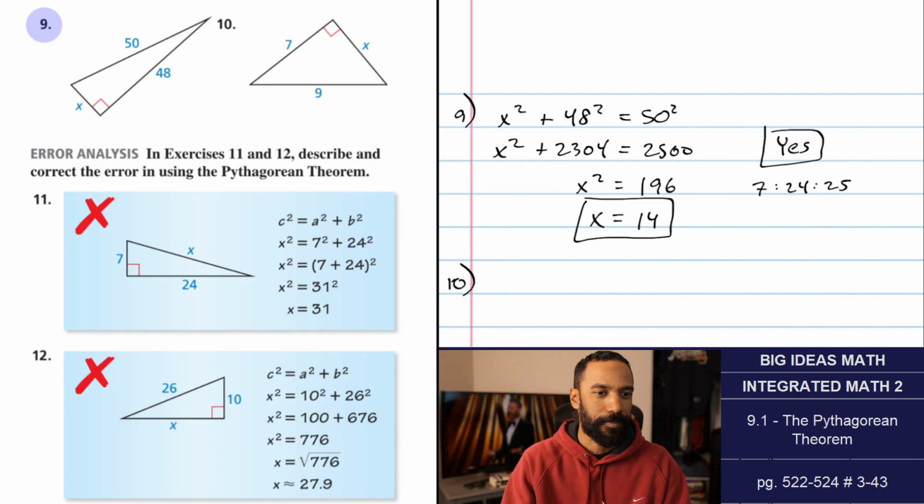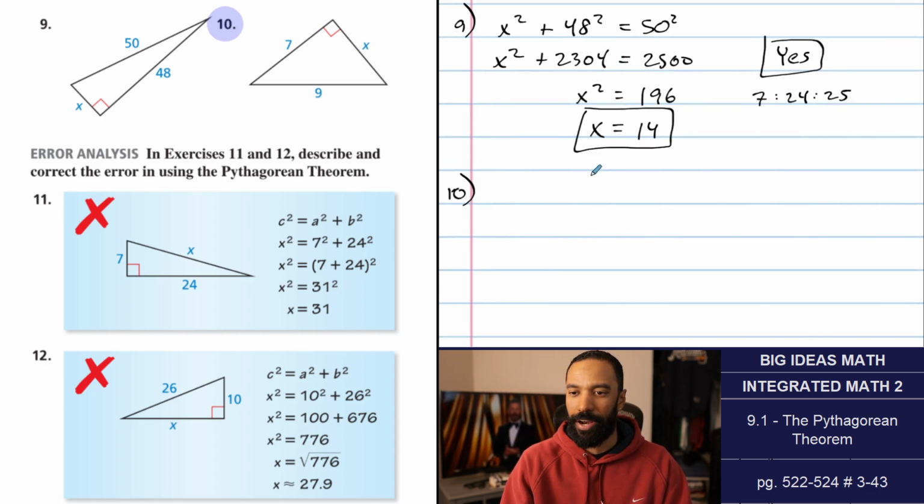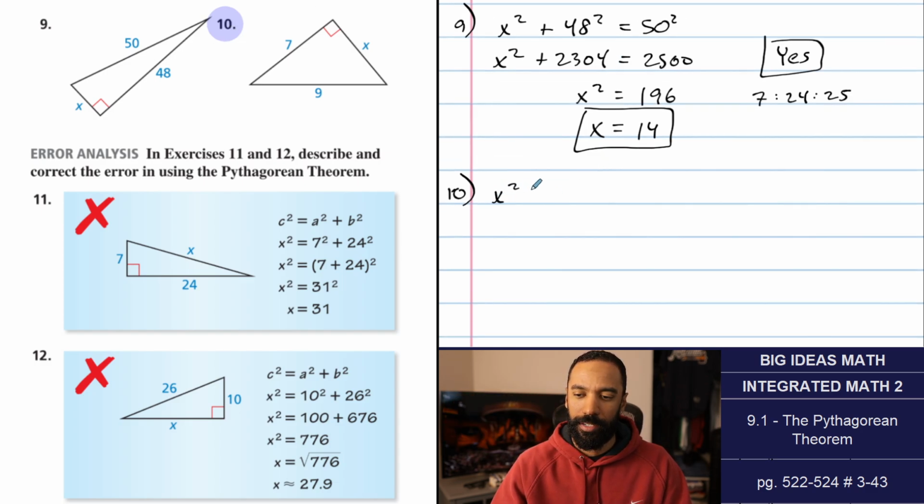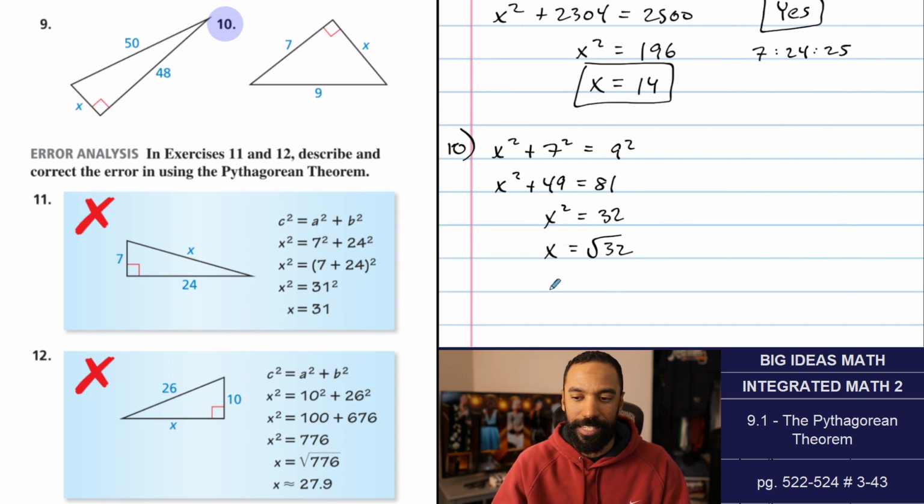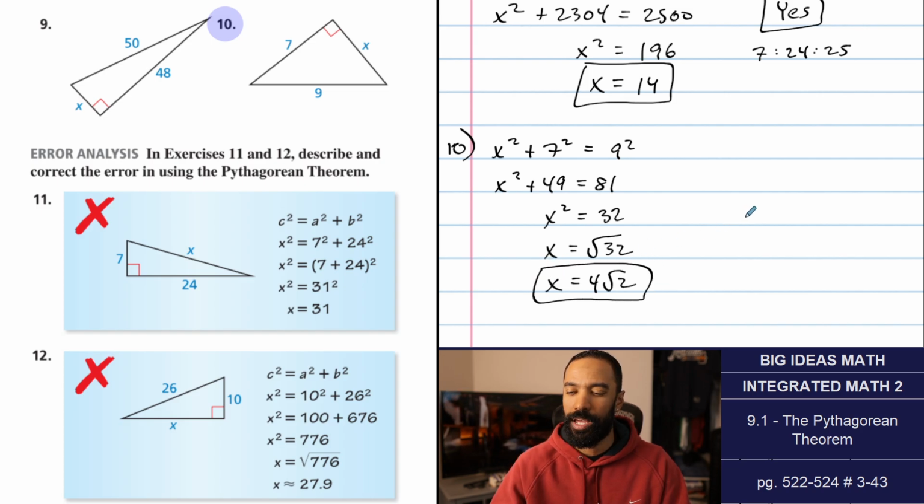Number 10. Not a Pythagorean triple. I don't know what it is. We'll figure it out together. X squared plus 7 squared equals 9 squared. That's x squared plus 49 equals 81. Subtract 49 from both sides. You get x squared equals 32. Take the square root of both sides. You get x equals square root of 32, which is 16 times 2, which the square root of 16 is 4. So you get 4 root 2, not a Pythagorean triple.